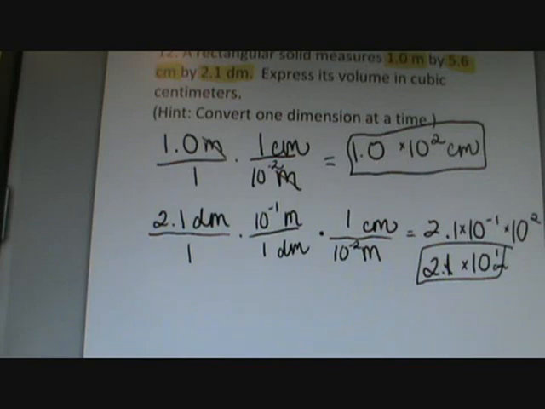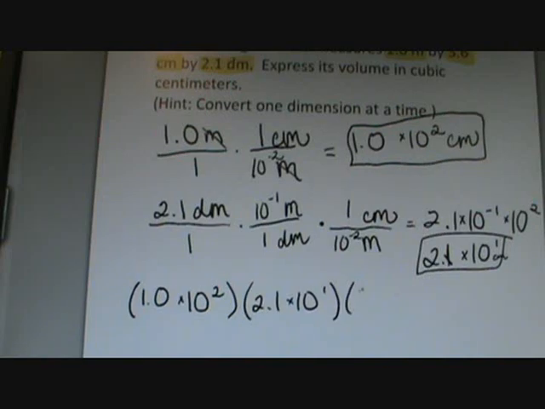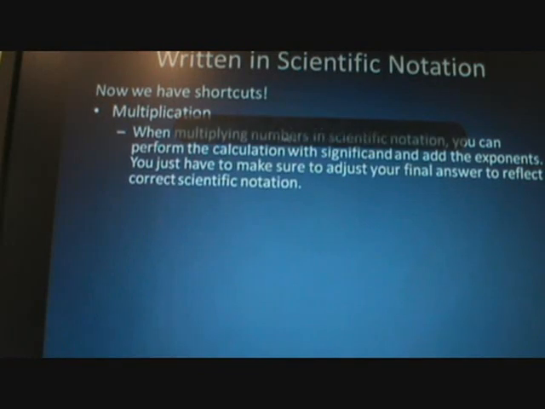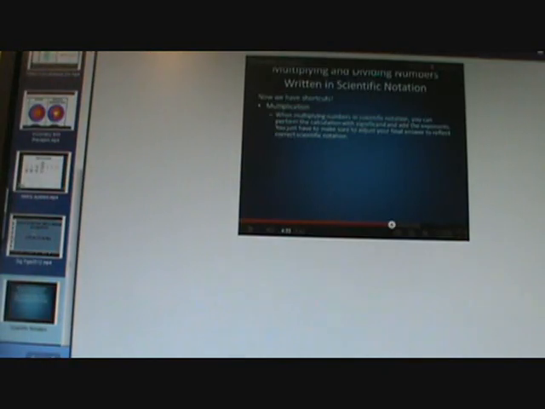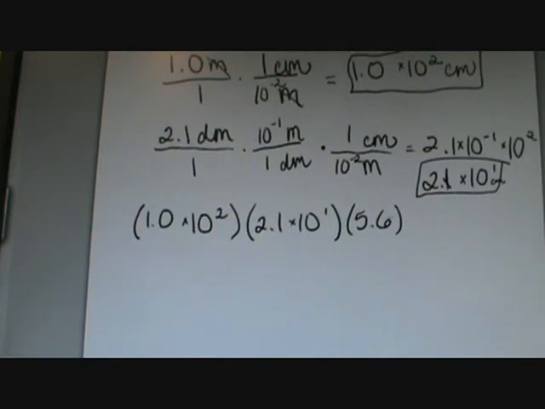So then, now we want to find the volume. And to find the volume, we just multiply because it's a rectangular solid. So we'll have 1.0 times 10 to the second times 2.1 times 10 to the first times 5.6. Now if we watch the video on scientific notation, you learned that if a number is in scientific notation, you can just perform the calculation with the significand and add the exponents. So our significands are 1.0 and 2.1 and 5.6. But here on the 5.6 we don't have an exponent because it isn't in scientific notation. So we need to put that in scientific notation.